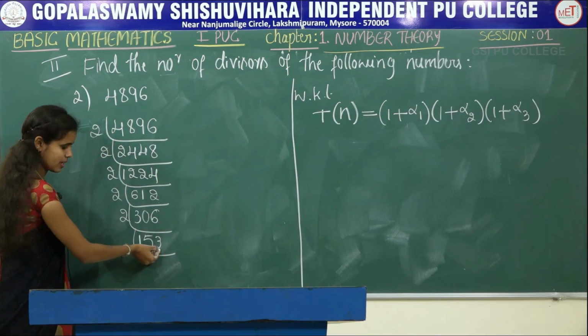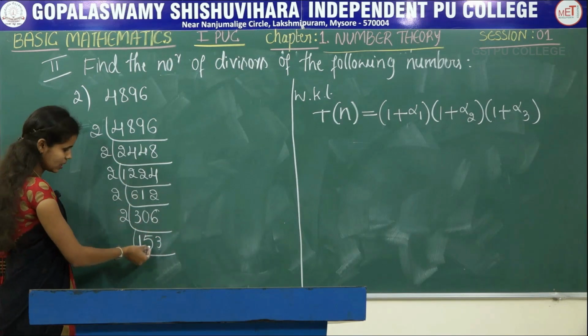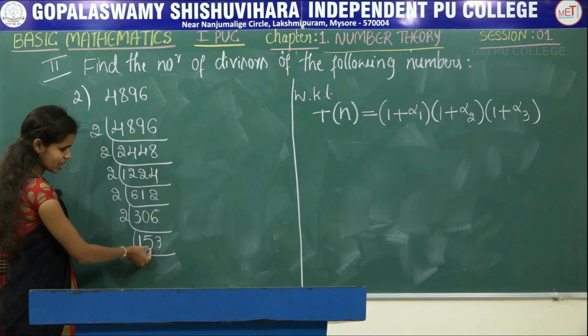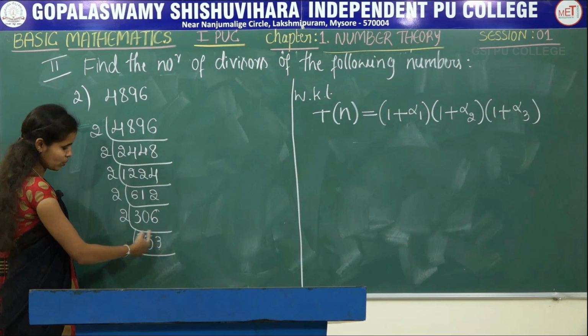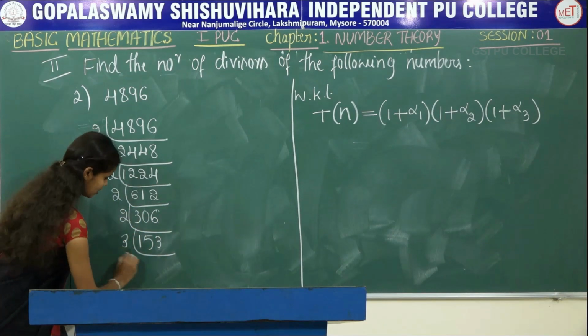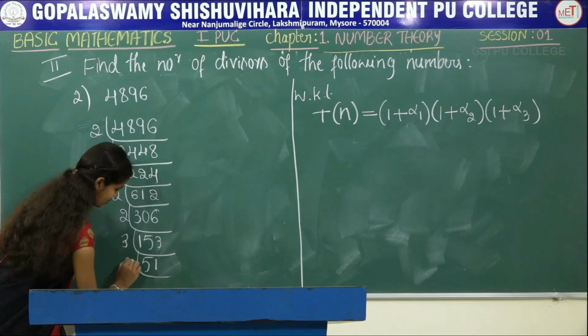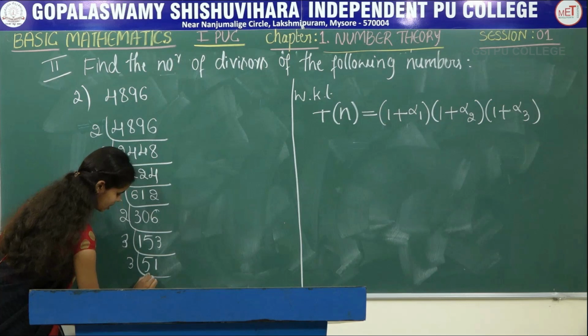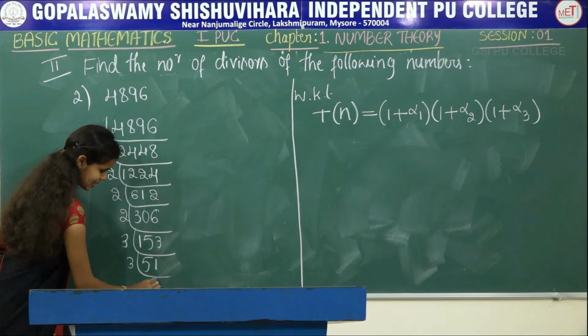Again, it is not an even number. So next consider the next prime number, which is 3. Verify whether it is divisible by 3 or not. So 3 plus 5 is 8, 8 plus 1 is 9. So 9 is divisible by 3, therefore the whole number is also divisible by 3. So divide by 3. Again divide by 3. Now we get 17, which is a prime number.